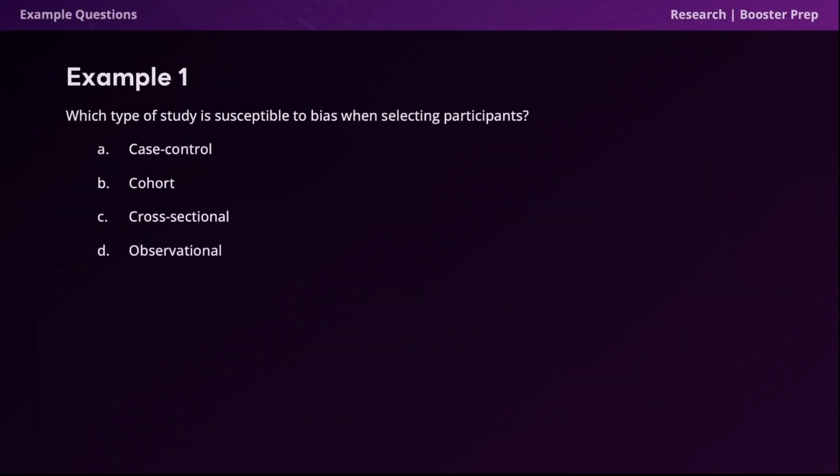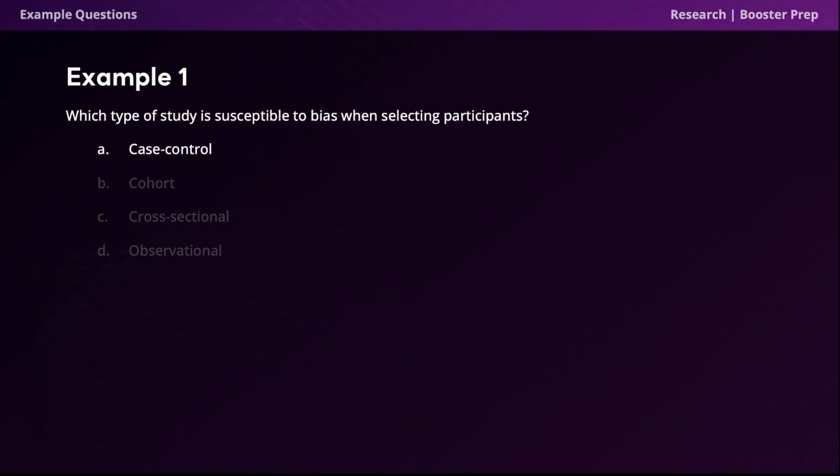Okay, now that we've discussed all of the topics for this video, let's go over some example questions, starting with question 1. Which type of study is susceptible to bias when selecting participants? We have option A, case control, B, cohort, C, cross-sectional, and D, observational. And the correct answer for this question is option A, case control.